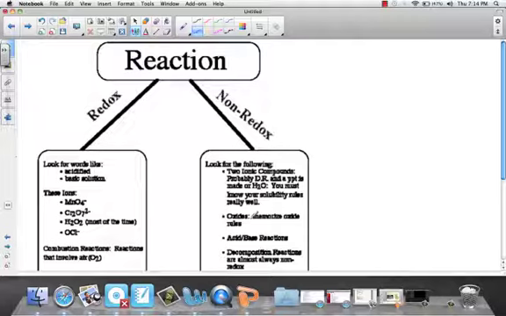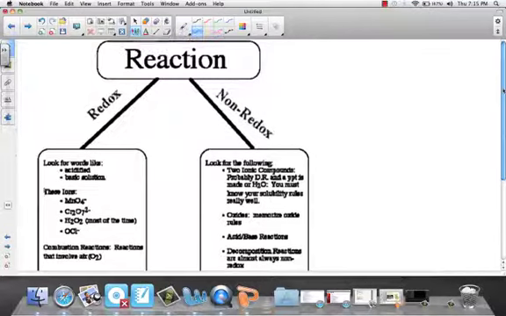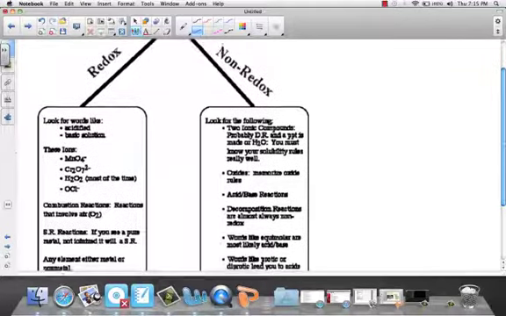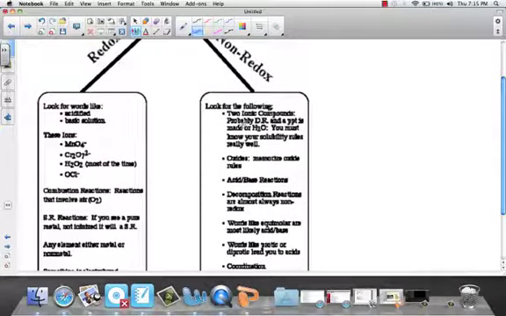What types of reactions can we have? First thing you want to do when you look at a reaction is determine whether it's a redox reaction, meaning LEO says GER, there's a loss and gain of electrons, or whether it's a non-redox reaction. So let's look at non-redox first.